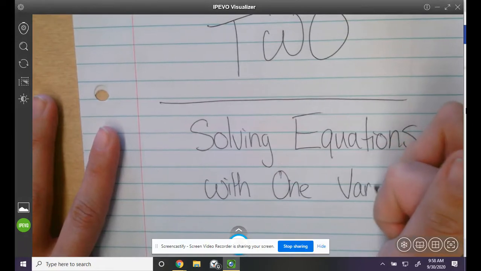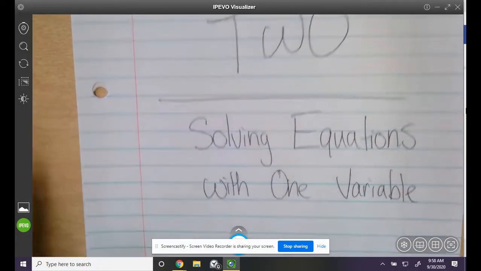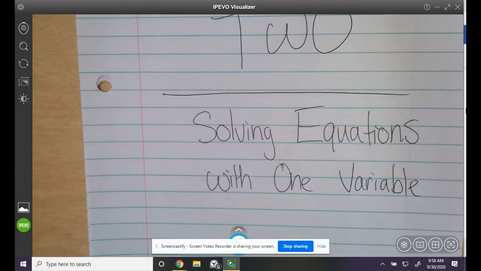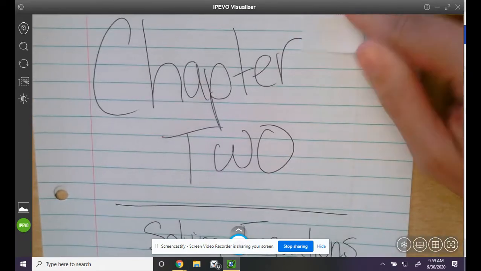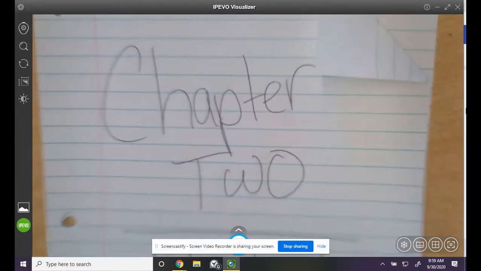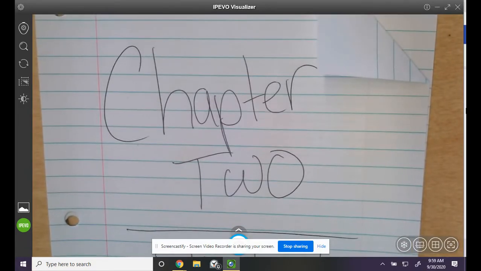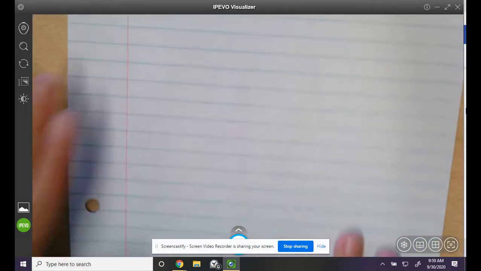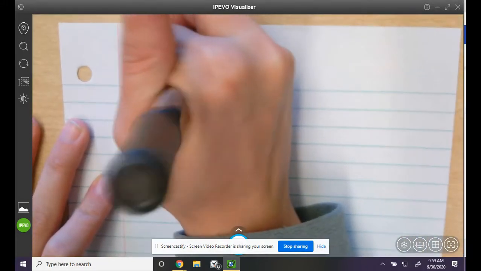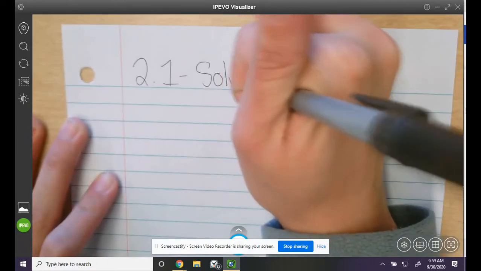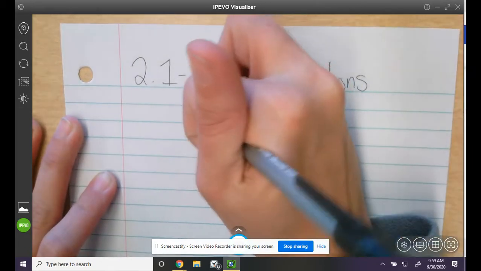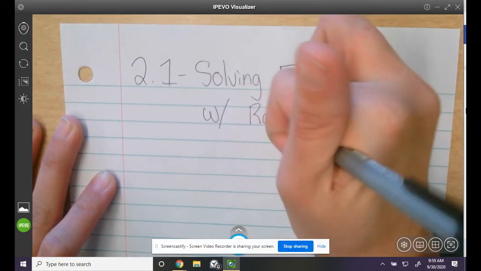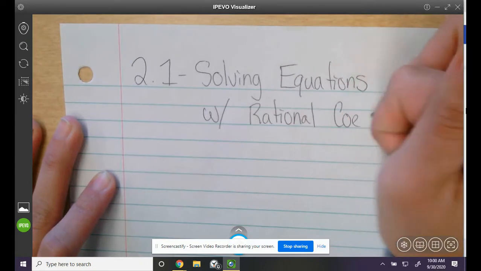with one variable, which means after chapter 2, we will do chapter 3, which is solving equations with 2 variables. Write all that down and then dog ear this page, that way you can get to chapter 2 quick. Okay, so today's lesson is 2.1, solving equations with rational coefficients.